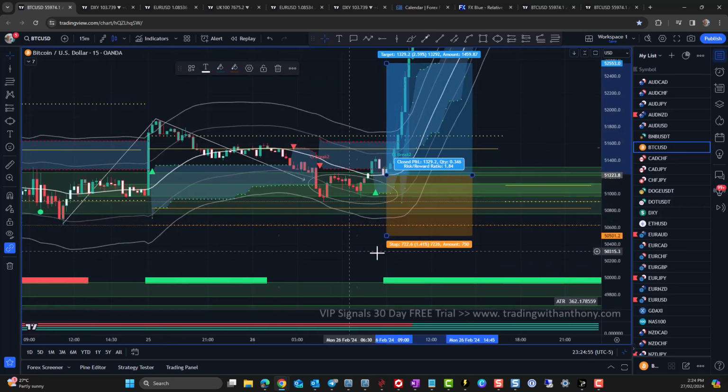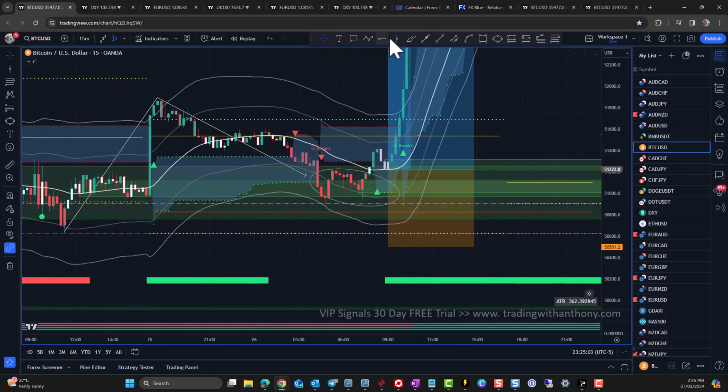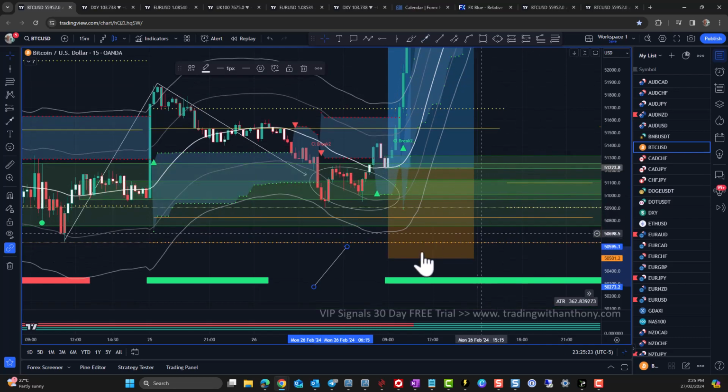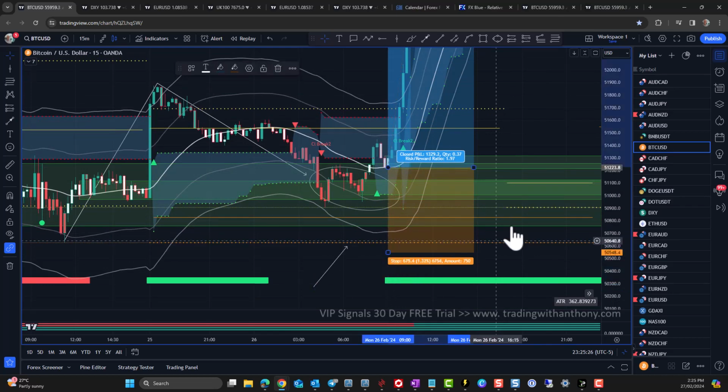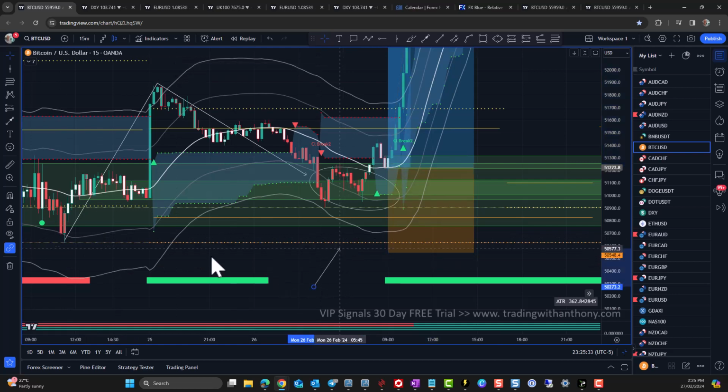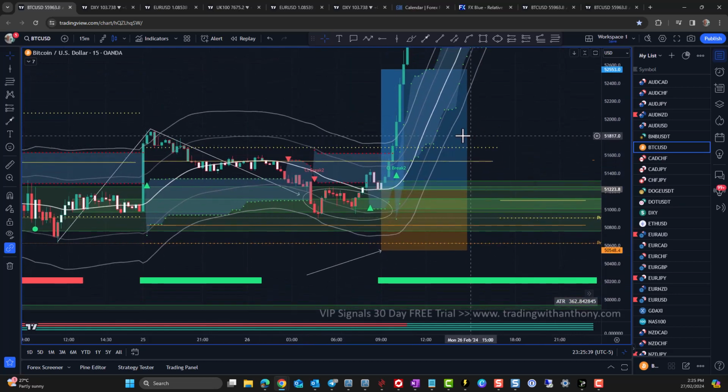Stop. Go under the previous low. Not only that, you have this orange line. This is a previous weekly high or low. These green shaded zones, big support. So you're going to be looking to go under these green rectangles and slightly under this previous low over here. So there's your stop loss. 1 to 2 risk reward by default.